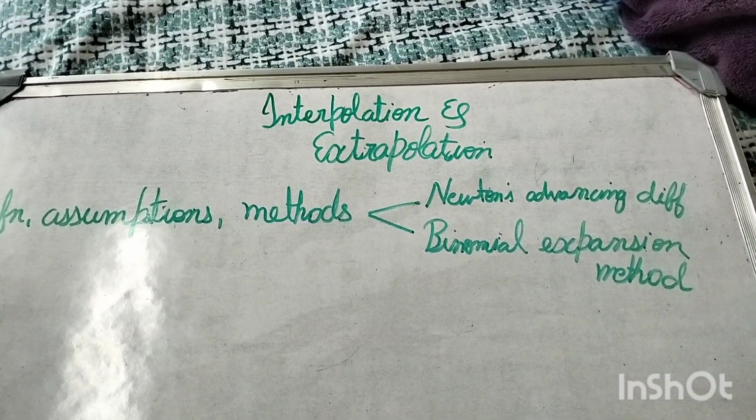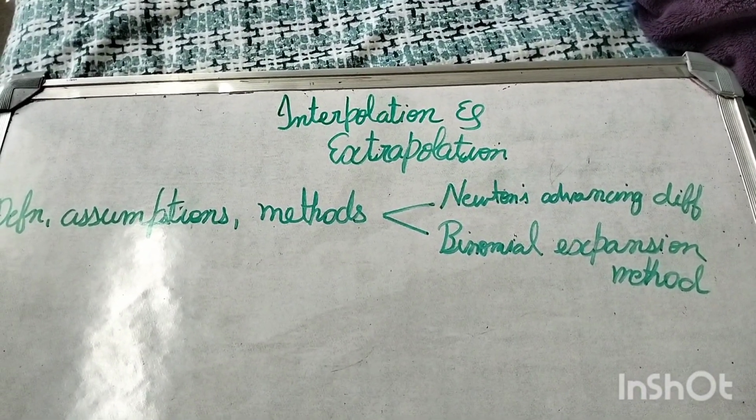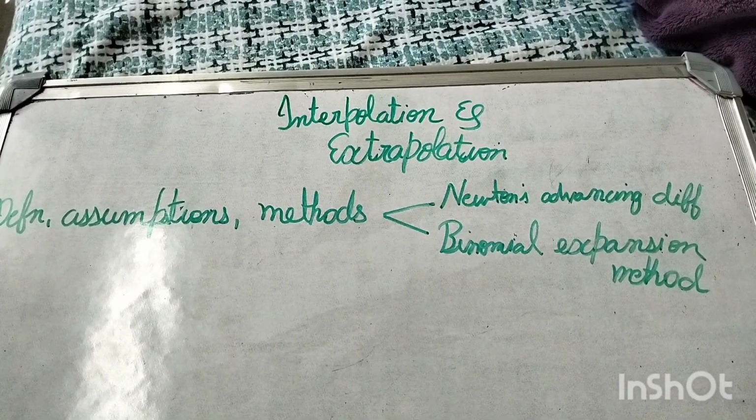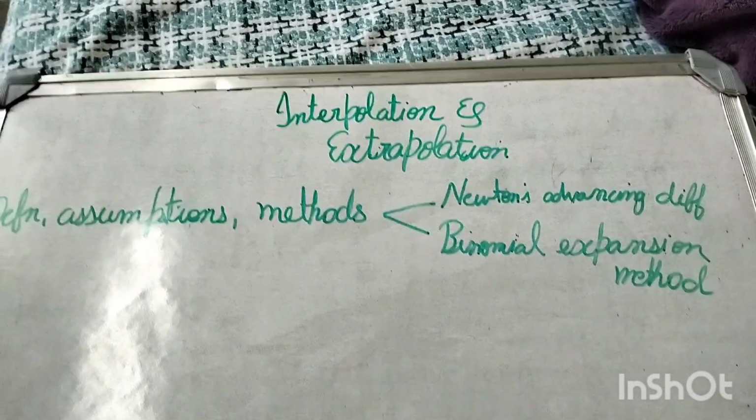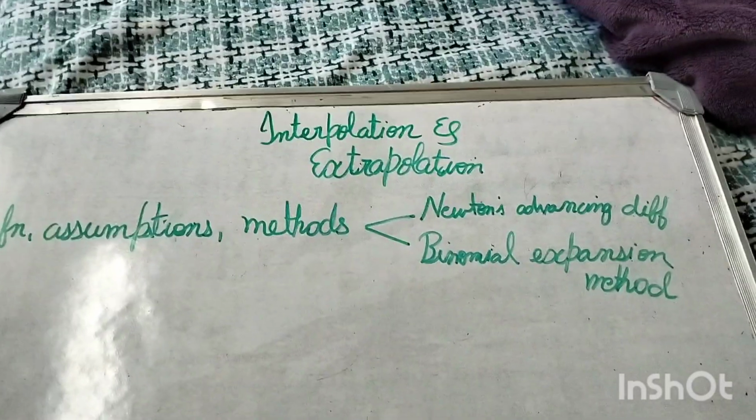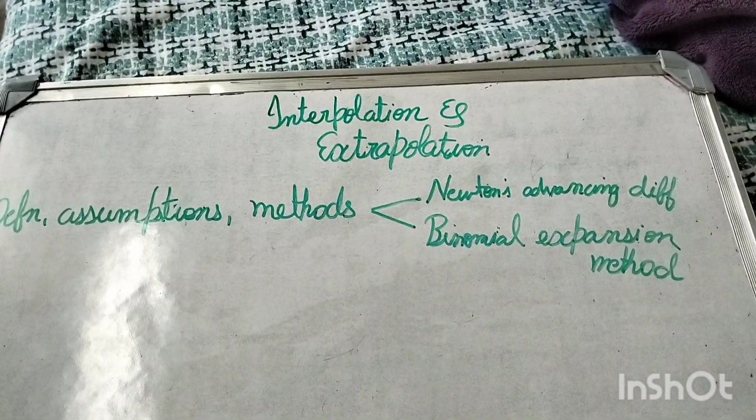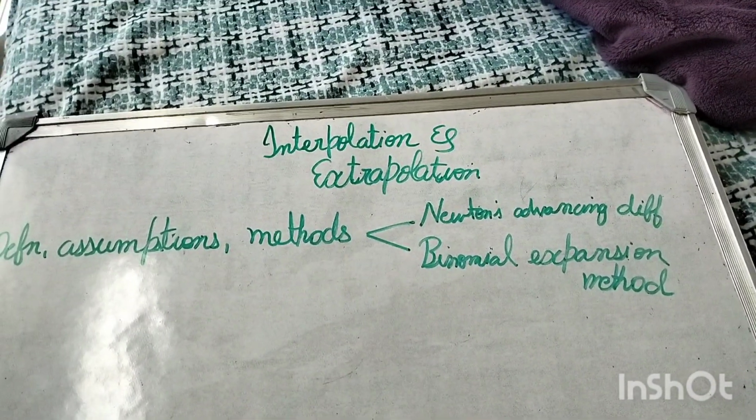So the next chapter is interpolation, extrapolation. In this chapter we'll be seeing the definition of interpolation, extrapolation, the assumptions, and both the methods, that is Newton's advancing difference method and the binomial expansion method.